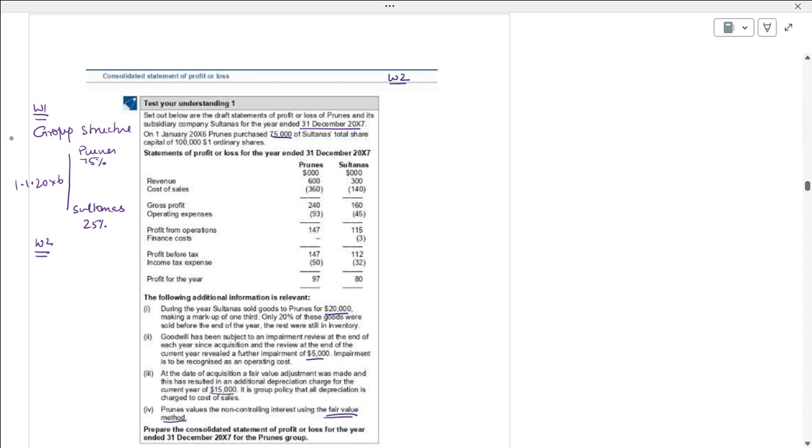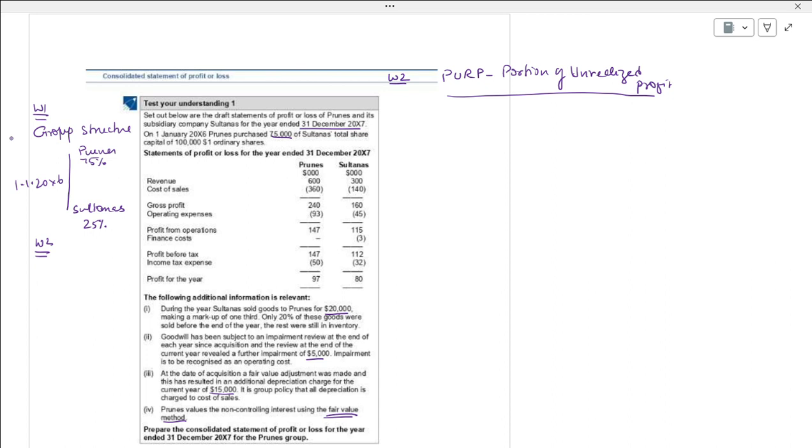What they have mentioned is in terms of goods sold. Goods sold, unrealized profit. I will write it like this: portion of unrealized profit. When calculating the portion of unrealized profit, how much is there? How much goods has been sold? Goods sold worth 20,000.